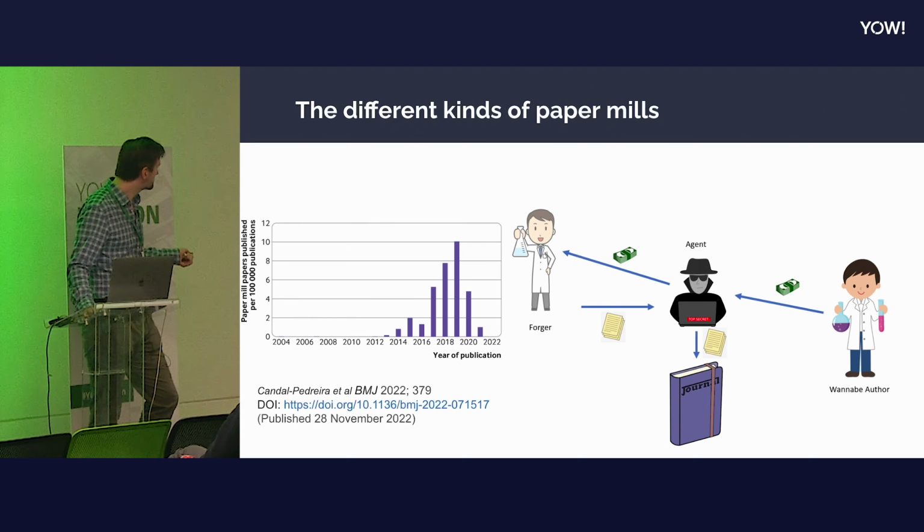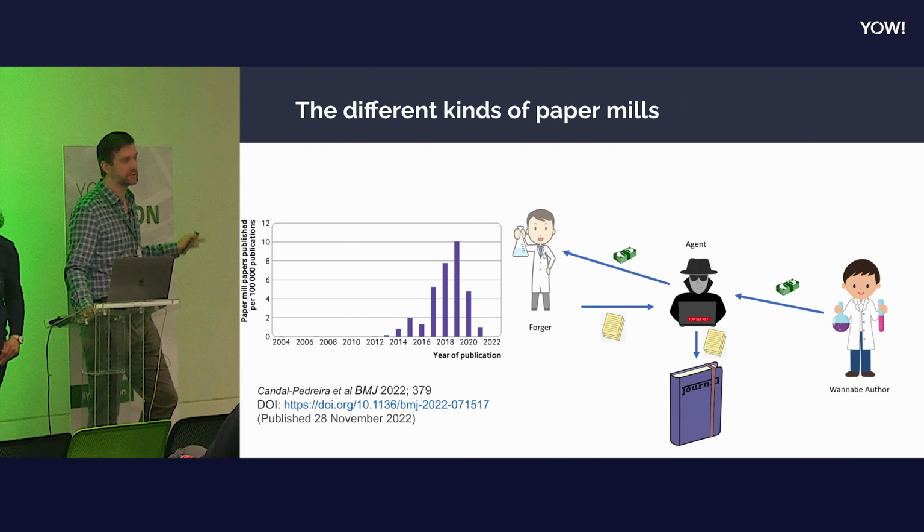Just two days ago, this graph came out in an article in the BMJ. And this shows the rate of retractions related to paper mills specifically, and when these articles were published, okay? So it looks like it's going down, right? It looks like it's going away, it's great.